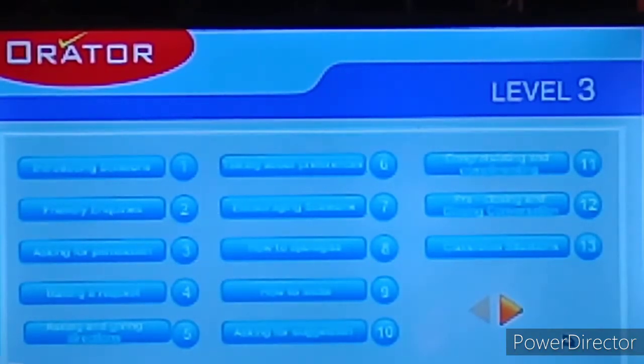Hello children, today we are going to see the Mikids Ln.5 program, that is class 2 and level 3. In the previous class I taught you making a request, that is lesson 4. Today we are going to see lesson 5, asking and giving directions. If somebody wants to go somewhere, they will ask for directions. So how you can say and how you can ask, that's what we are going to see in this class.